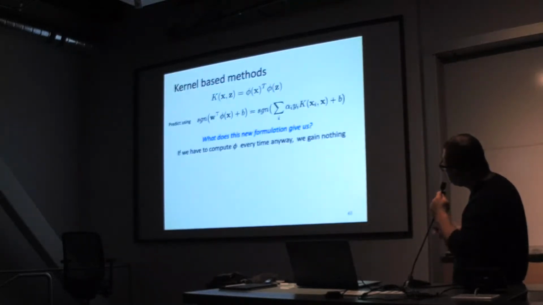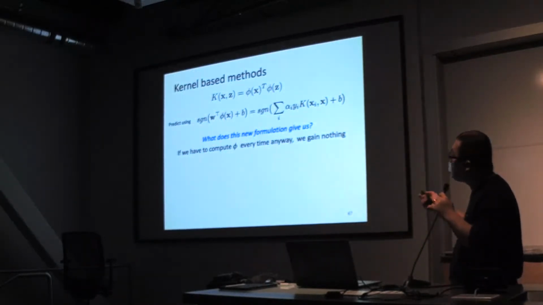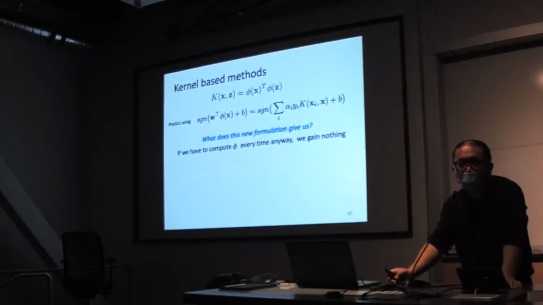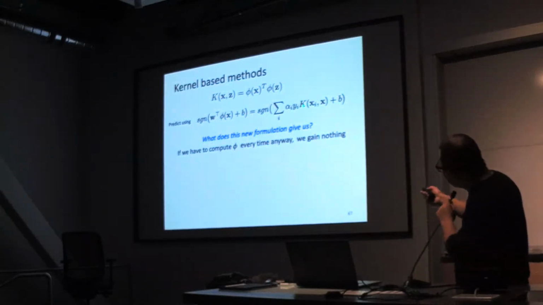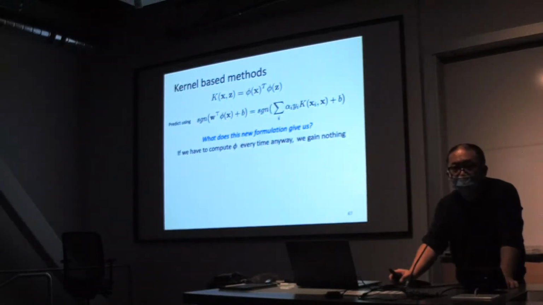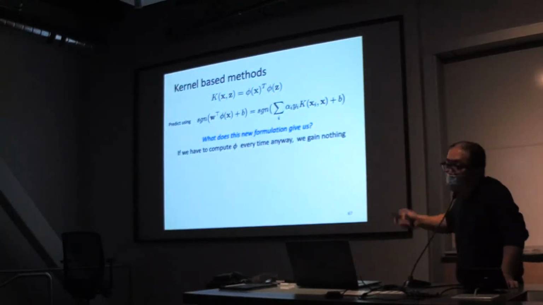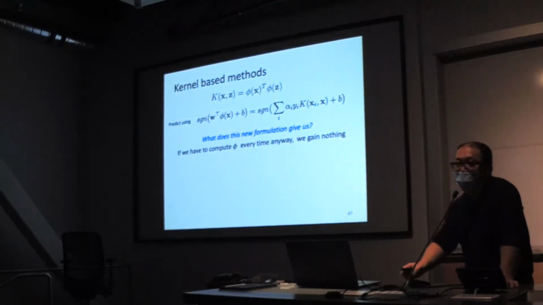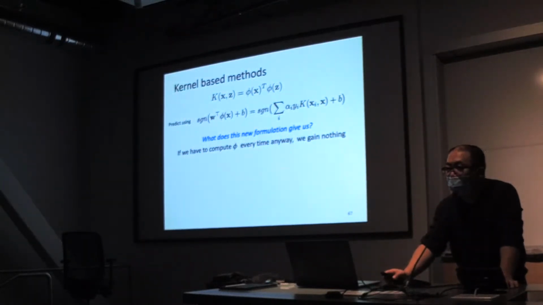So what's the usage of this new formulation? This is a natural question if someone asks. If to calculate the value of the function k, we still perform the explicit feature mapping phi first and then do the inner product, like what the definition does, then this formula is nothing but a notation sugar. Nothing else. There's no actual gain from that.